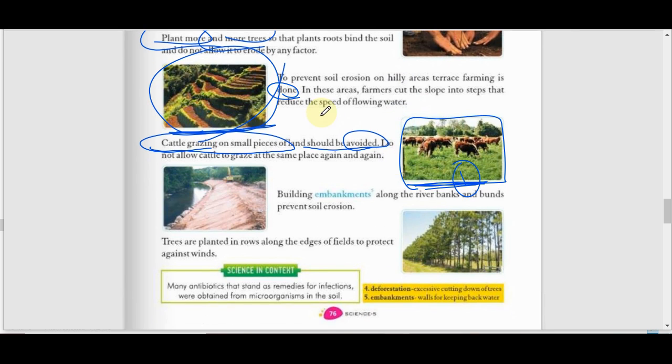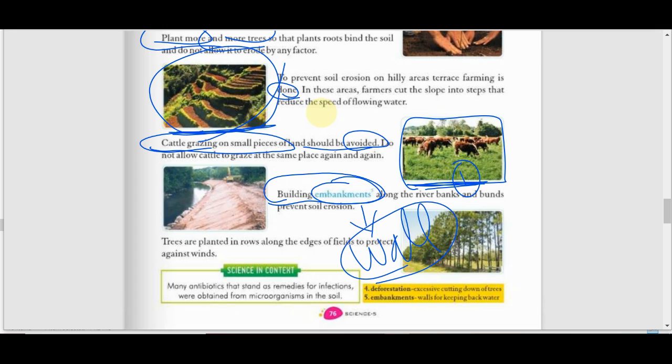Now the fourth, you will see building an embankment. You have to remember the meaning of embankment is a kind of wall or side wall. We generally make a side wall on water sources, on rivers, not on a lake or pond. We generally build the embankment on the river because the river has flowing water.